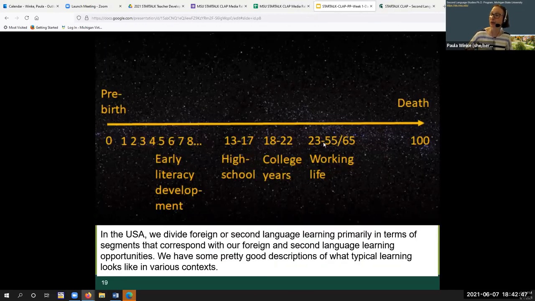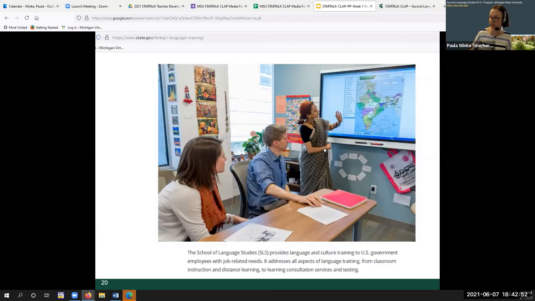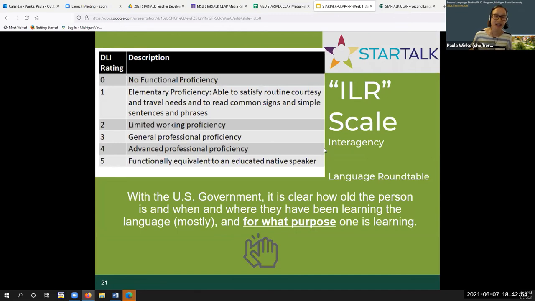So they start when they're 23, and most of these students are being tested between the age of 23 and 55. And the scale that they use, it's called the ILR scale of 0 to 5. It's for the Interagency Language Roundtable. It's all of the government offices, the FBI, the CIA, the military branches, and the Foreign Service Institute. And their goal is to get people to 3, the general professional proficiency, so that they can get a job abroad. And the scale was designed for them.